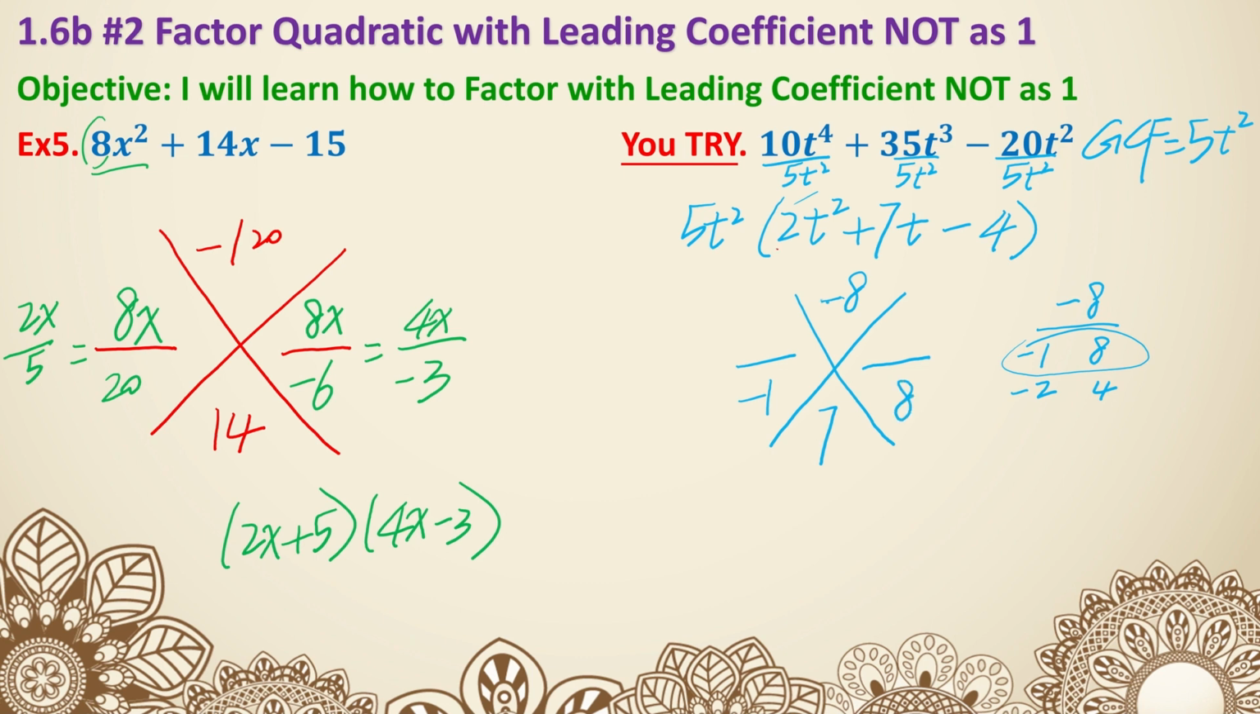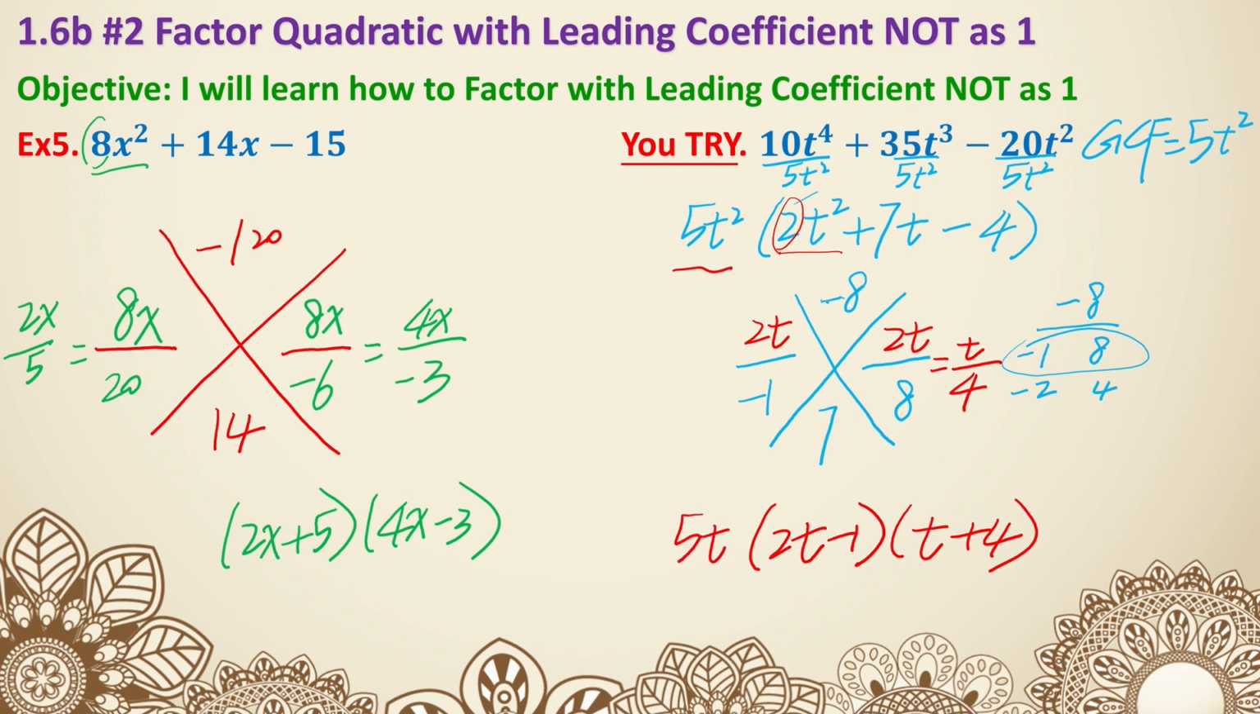As for the top, that will be our leading coefficient with the variable, so 2t. Now we can simplify both sides. The left side, 2t over negative 1, but remember, we have to keep the negative 1 so that we can have two terms inside the parentheses. Right side, 2t over 8 is going to be simplified to be t over 4. Final answer, 2t minus 1, and then t plus 4, but don't forget, we still have our GCF in the front, which is 5t squared. That is the last example, and that is everything for the cross or diamond method with factoring quadratics with leading coefficient not as 1. Thank you.